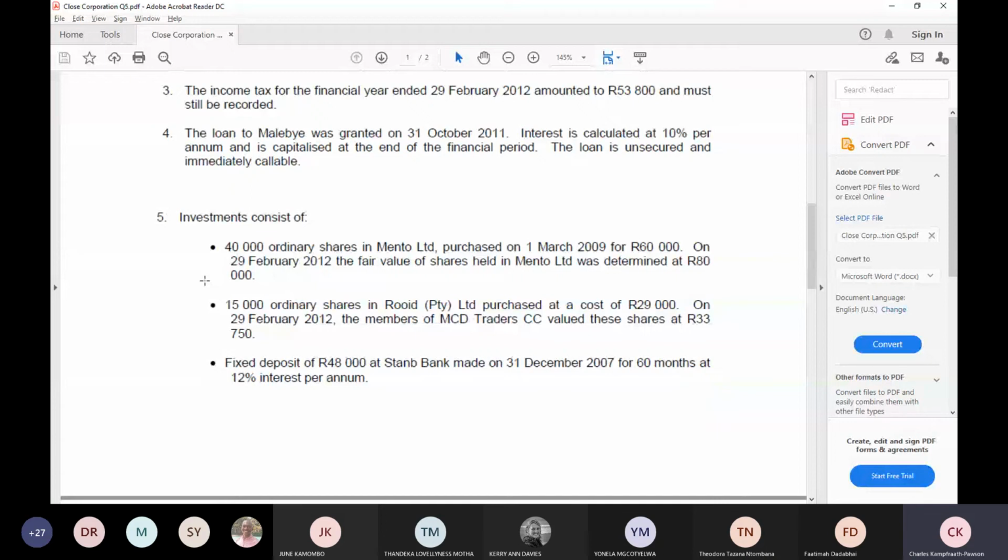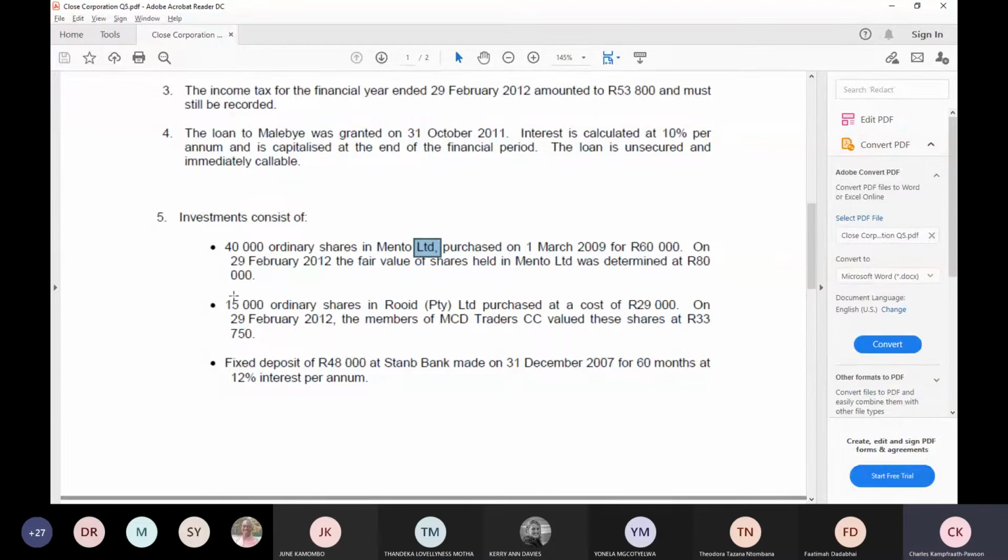40,000 ordinary shares in Mento Limited purchased on the 1st of March 2009 for 60,000. On 29 February 2012, the fair value of the shares held in Mento Limited was determined at 80,000 Rand. So the moment you see limited, I personally, as I've said before, don't like it if they do that, but in limited, you can always assume that is held for trading, unless otherwise stated, because limited means it's a publicly traded entity. And the shares can be easily sold and disposed of, so that makes it held for trading.